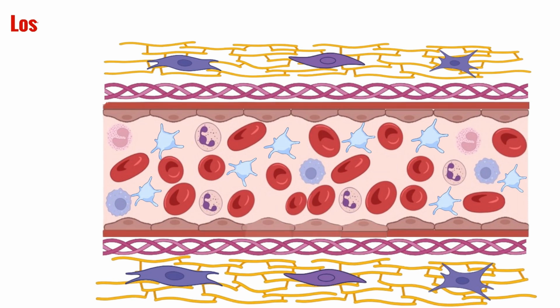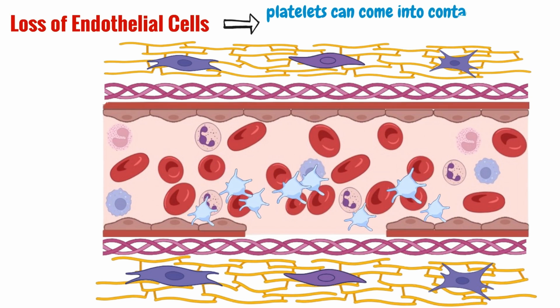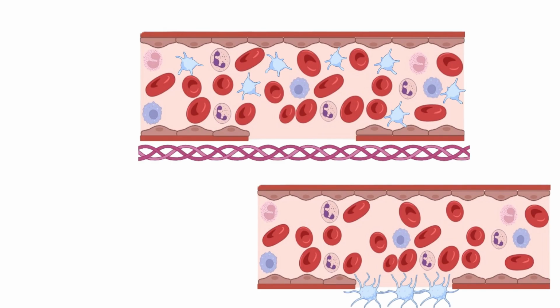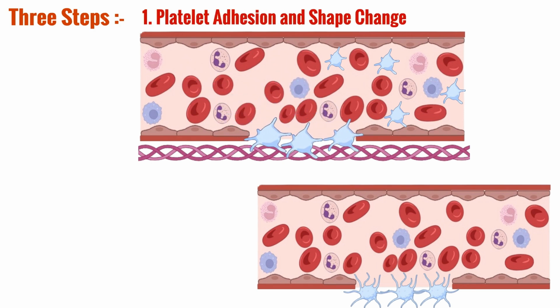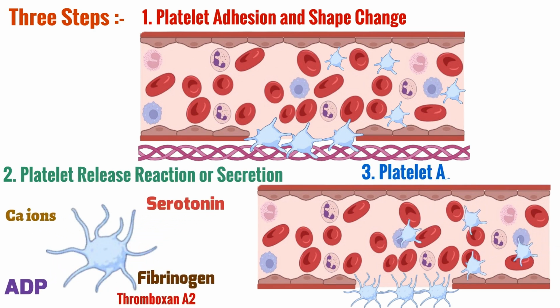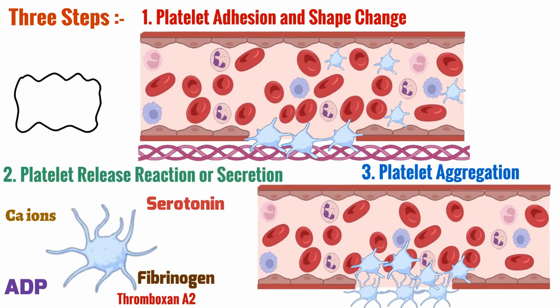Now, due to the loss of endothelial cells, platelets can come into contact with the collagen of this subendothelial matrix and undergo 3 steps: first is platelet adhesion and shape change. Second is platelet release reaction or secretion. Third is platelet aggregation. All these 3 processes or steps are collectively known as platelet activation.